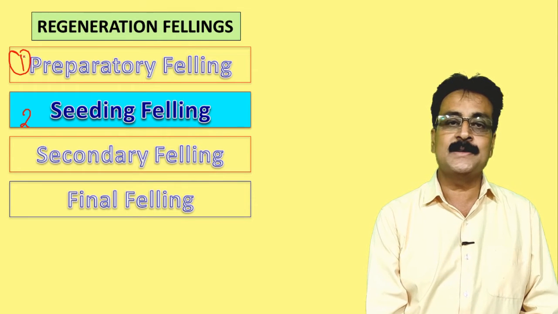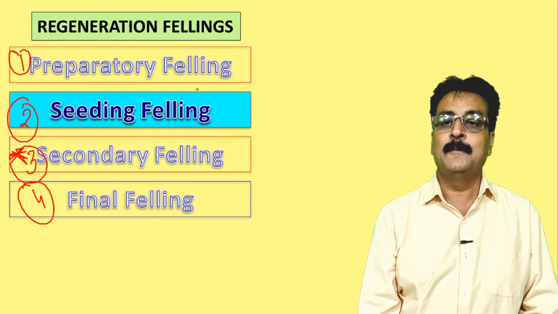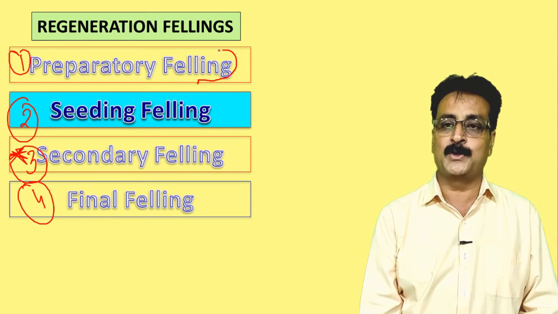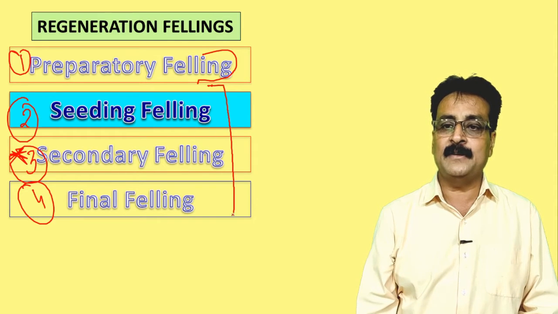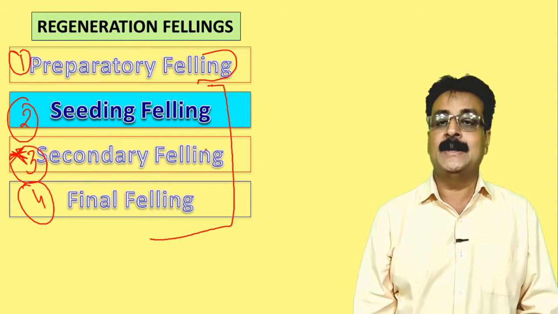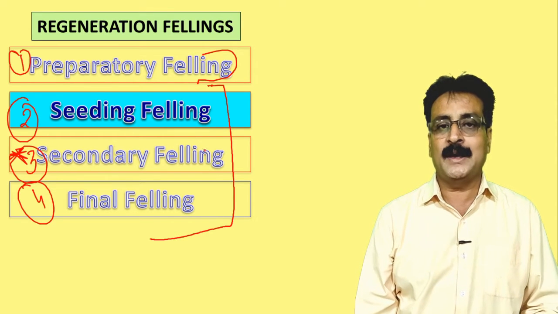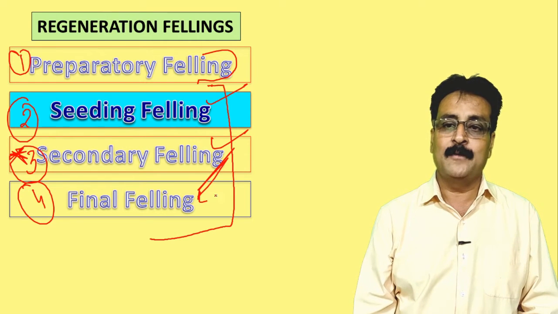So regeneration felling includes preparatory felling, seeding felling, secondary felling and final felling. Preparatory felling we don't need every time when we do very good silviculture operations. Sometimes we need it if the trees are very congested at the end of the rotation. But seeding felling, secondary felling and final felling are very important in the shelterwood system. In the entire shelterwood system, we will be doing this regeneration felling. So again and again, when I talk of regeneration felling, it will include seeding felling, secondary felling and final felling.